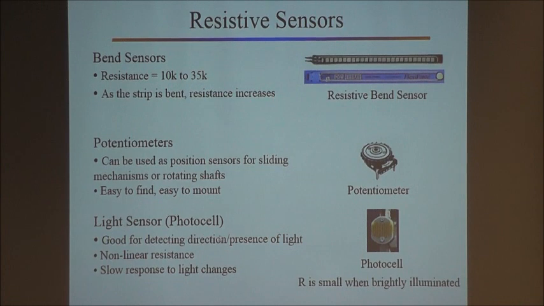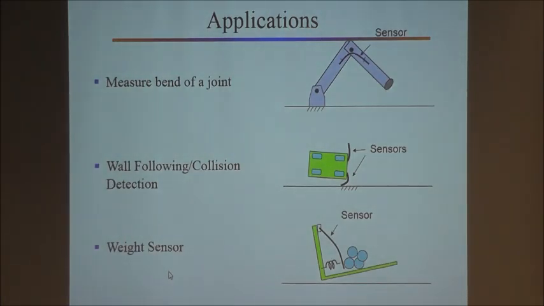Light sensors are photocells, okay, like these. Basically, you shine on it and it gives you a measurement of the voltage proportional to the intensity of the light. And they have a nonlinear resistance in it and slow responses.